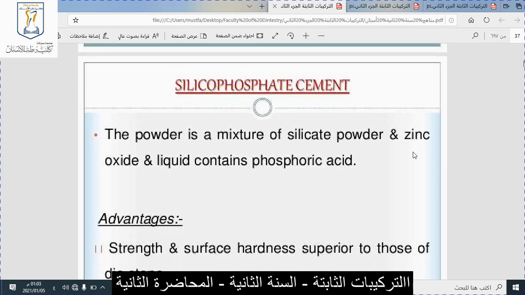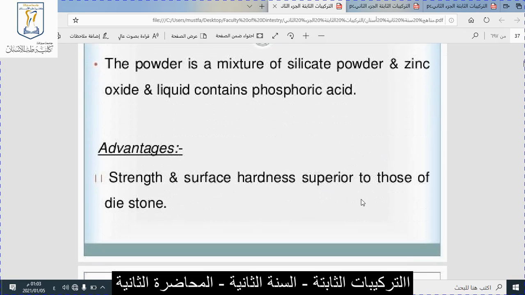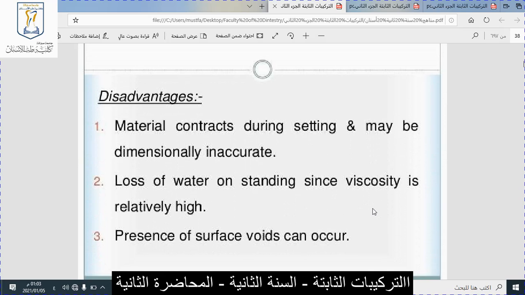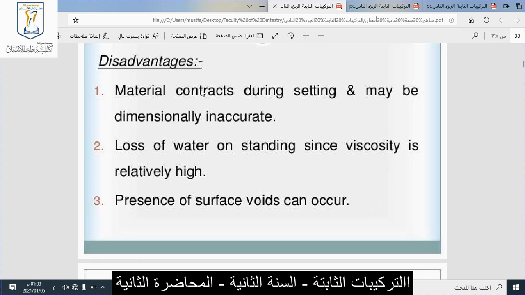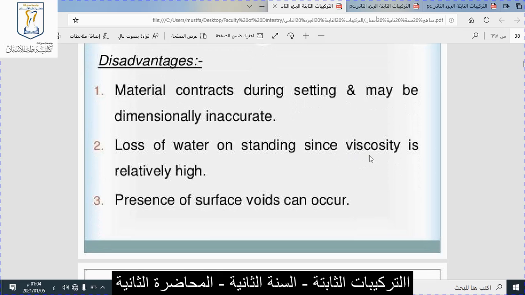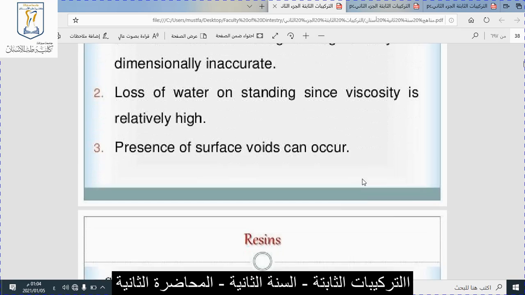Silicophosphate dye is another dye. To make silicophosphate dye, zinc phosphate liquid containing phosphoric acid is used. Advantage: strength and surface hardness superior to those of the dye stone. Disadvantage: material contraction during setting. There is setting contraction, so the dye will become less in dimension, and the cast will be oversized. Less water is needed since the phosphoric acid is highly viscous. Surface voids can be present during construction.